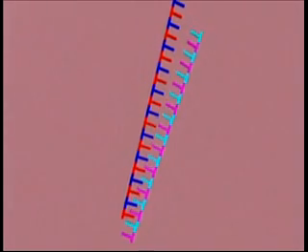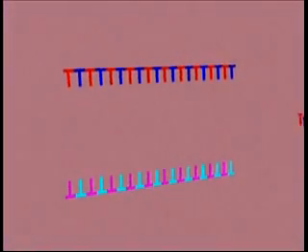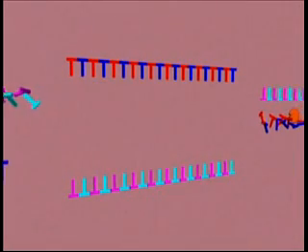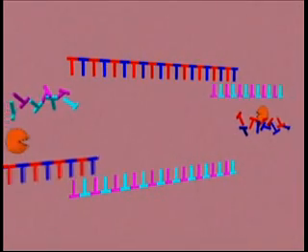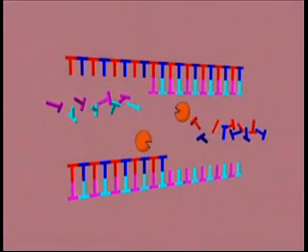First, the original sample, called the template, is heated until the strands separate. This is called denaturation. The second step is known as annealing. The sample is cooled to allow two synthetic oligonucleotides, referred to as primers, to attach to the two separated strands.